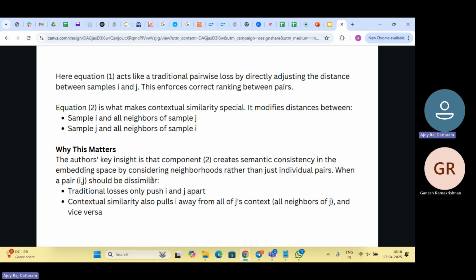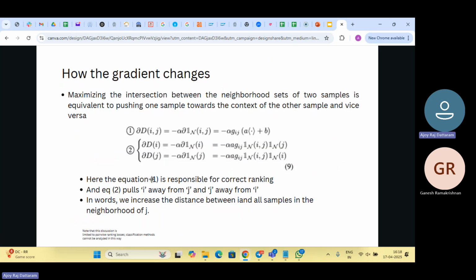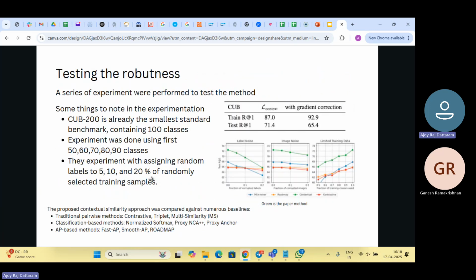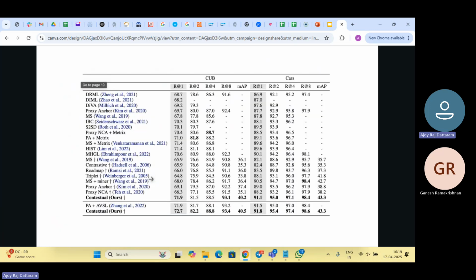Any questions? Okay. So this method actually gave a better result than the other methods, and they have tested this method out, and it is actually performing above par with every other method there.